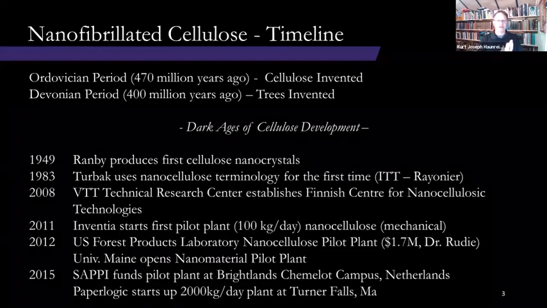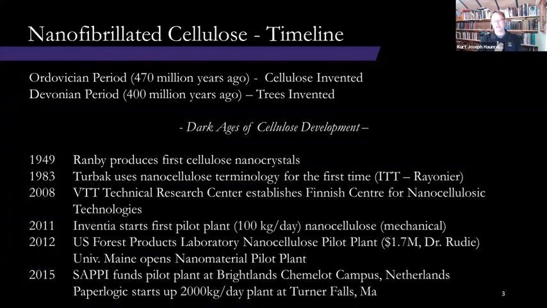In 2008, in Finland, VTT started the first center that was focused specifically on nanocellulose. So I just want to kind of highlight that. There was lots of independent work up to this point, but this was the first concerted effort. A company called Innventia followed suit a few years later and started their first pilot plant using a mechanical means. They were only producing 100 kilos a day, right?